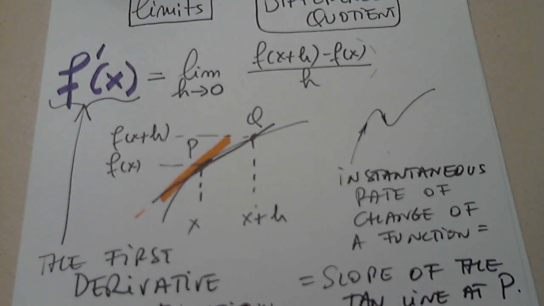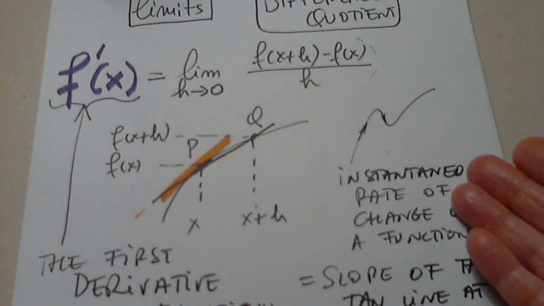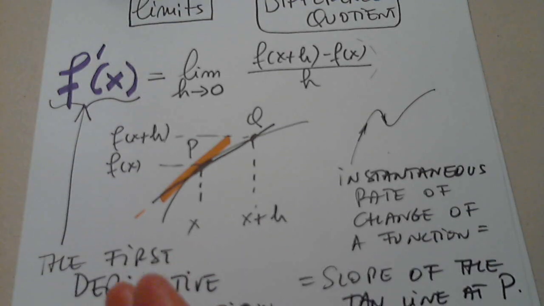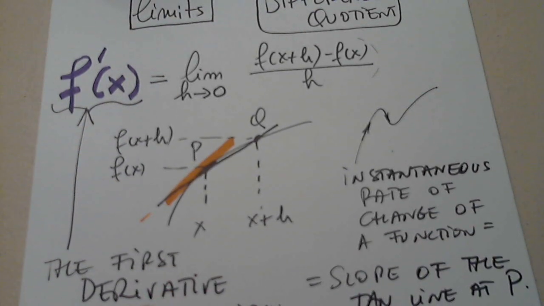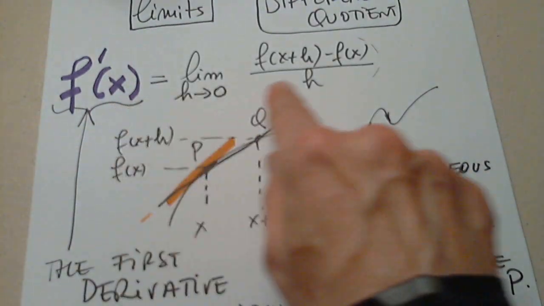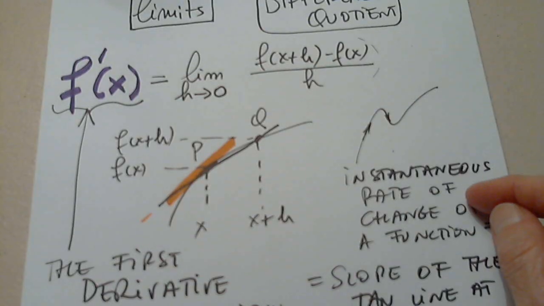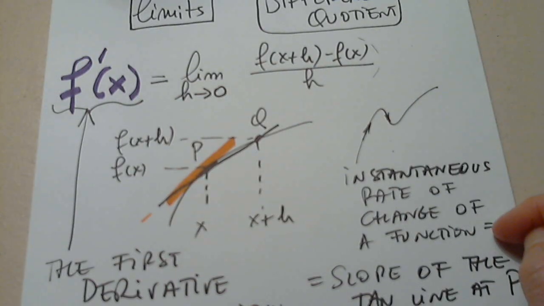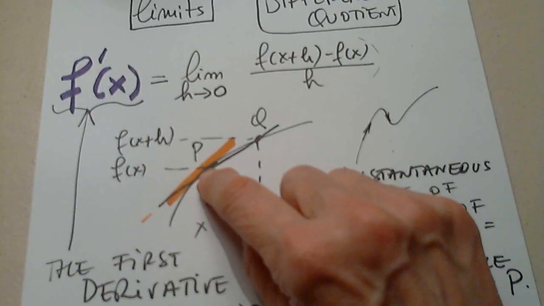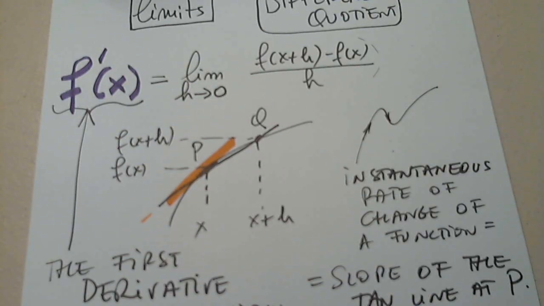As long as I have x, it will give the instantaneous rate of change of a function. Also, it will give the slope of the tangent line at P. They are all the same. The first derivative is a function. If you give me x and I plug it in, I will calculate the instantaneous rate of change. In other words, my speed at a particular point on my trip, or the slope of the tangent line at P. So let's see how we calculate this.